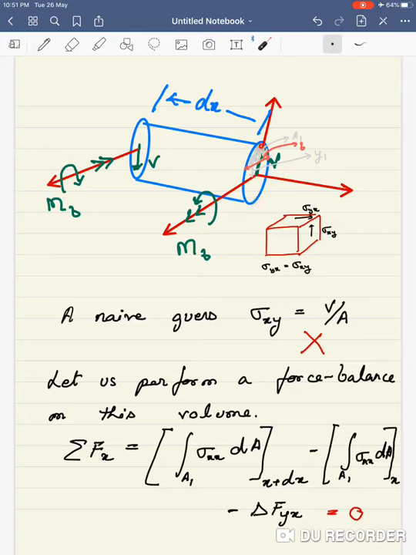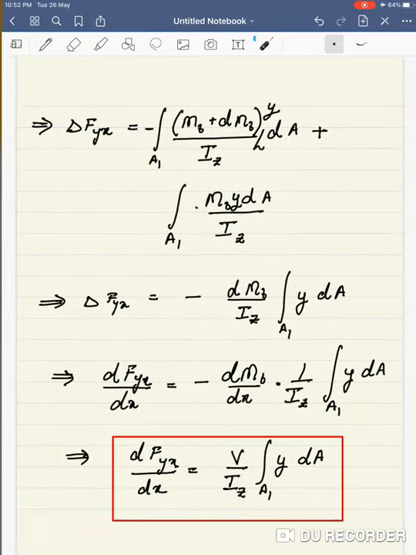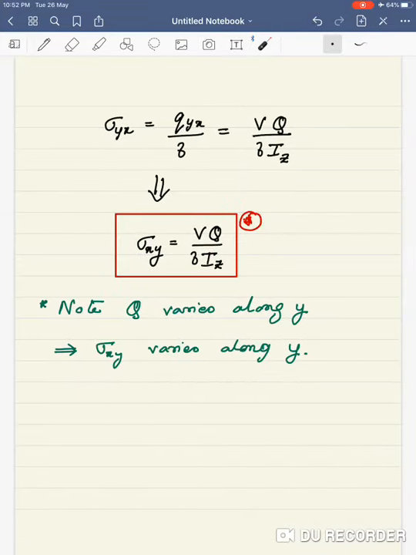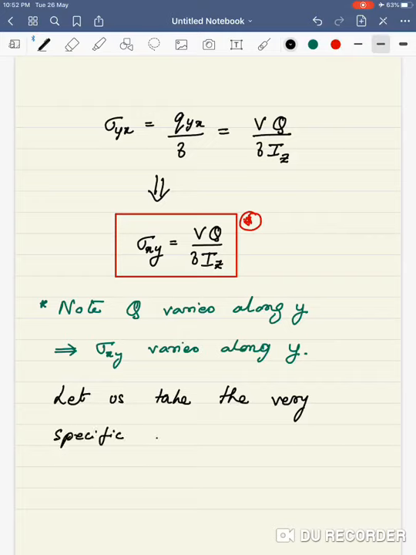The shear stress is a function of y, it being 0 here, probably maximum at the middle, but in an average sense it will be V by d. So one way to understand this properly is we will take a very specific example of a rectangular. Wait a second.